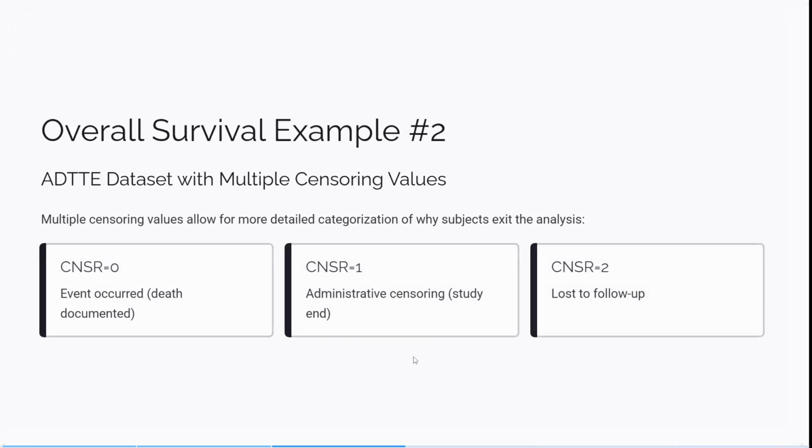So the ADTTE dataset with multiple censoring values. The multiple censoring values allow for more detailed categorizations of why the subject exits. Analysis CNSR equal to 0 means the event occurred, death. So these are the values for the CNSR variable. If it is equal to 1, then it is administrative censoring, study end, and another value is last follow-up.